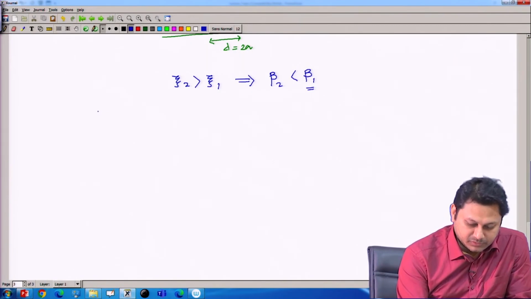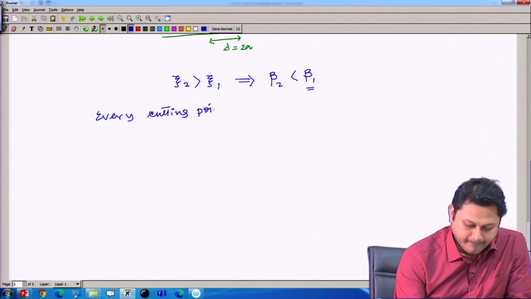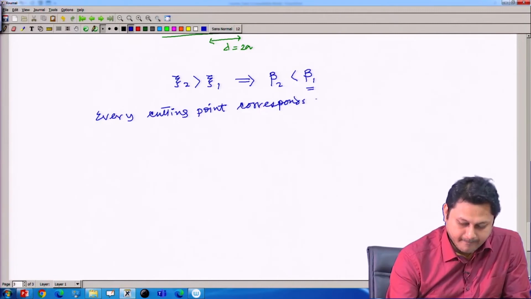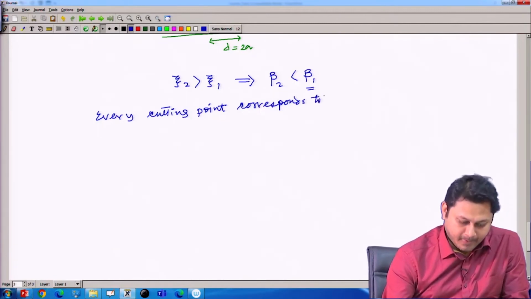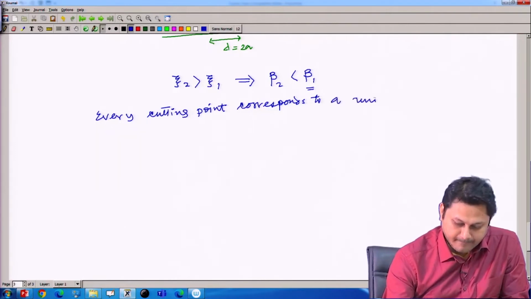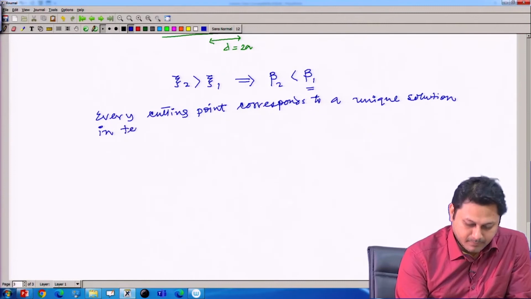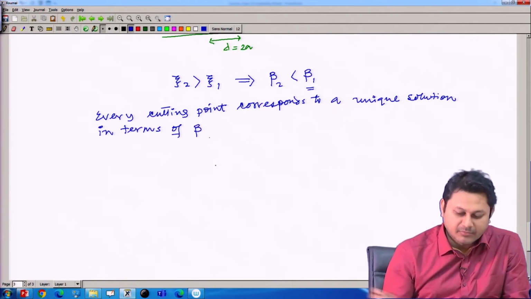Every cutting point corresponds to a unique solution in terms of beta. So, I have one cutting point.